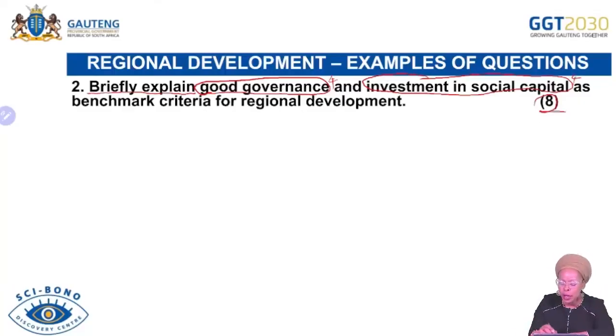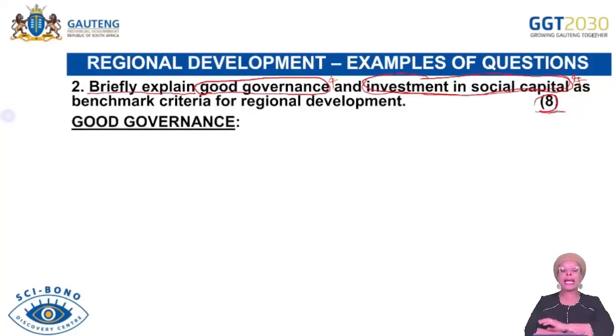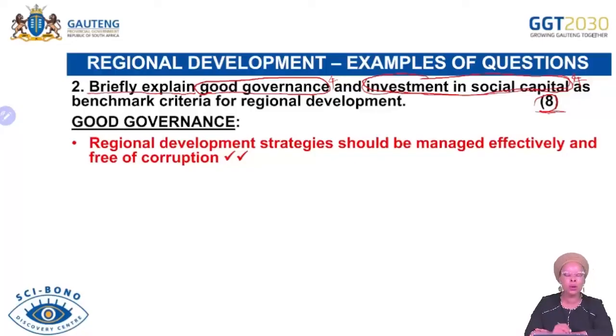What happens if you only briefly explain investment in social capital for 4 points? You won't be awarded full marks. You'll be only awarded 4 marks. What you need to do when you come across this type of questions which are two-folded and the mark is 8, it means half of the mark will be for good governance, half of the 8 marks will be for investment in social capital. Let's look at good governance. Because good governance is given in the question, you're not going to get a mark for it. Okay, so yours is to explain.